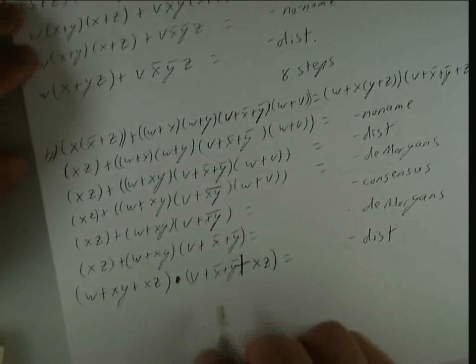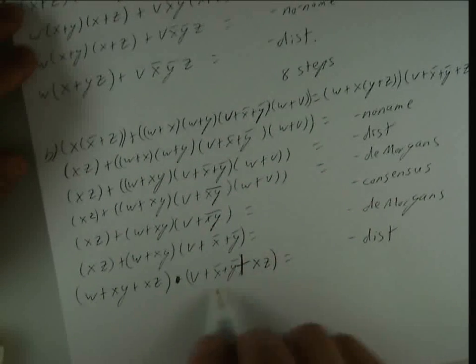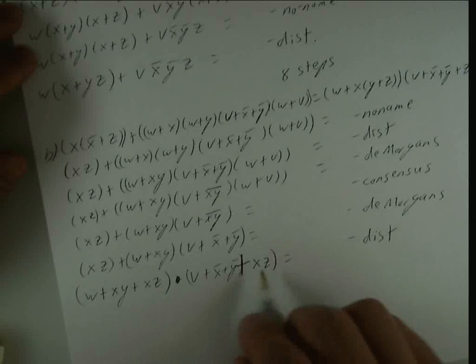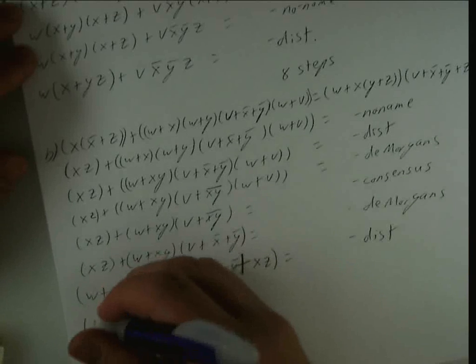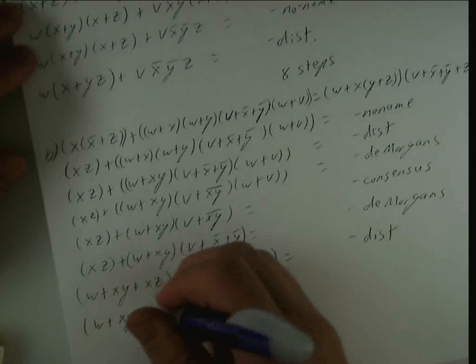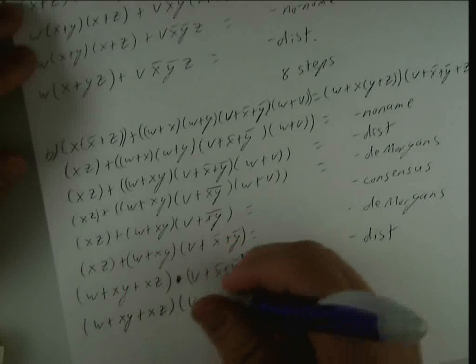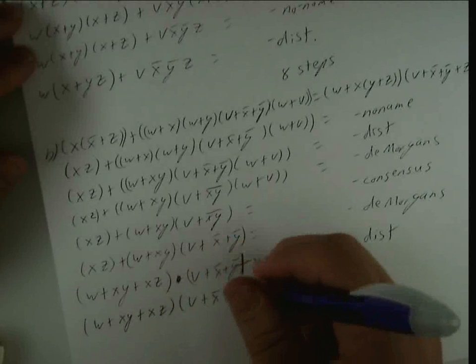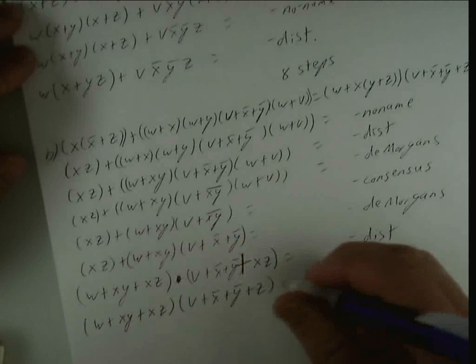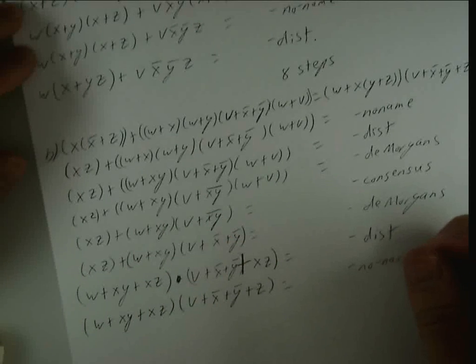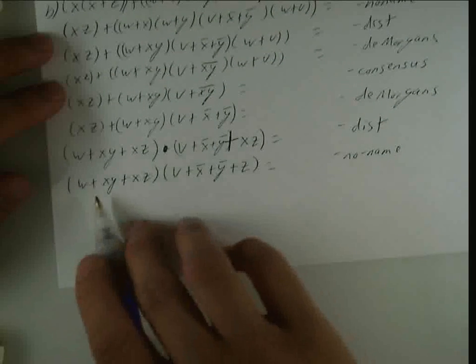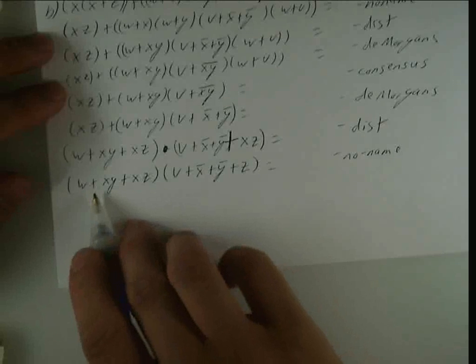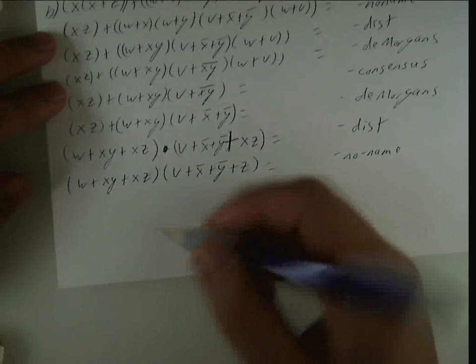And so now this no name should be a little bit easier to see because we just have x bar x, and so this x is going to disappear. So w or xy or xz, v or x bar or y bar or z. So that's no name. Sorry, I put that a little low. So that's how that finished. So that x bar eliminated that x. And here I can just factor out the x from here as well.